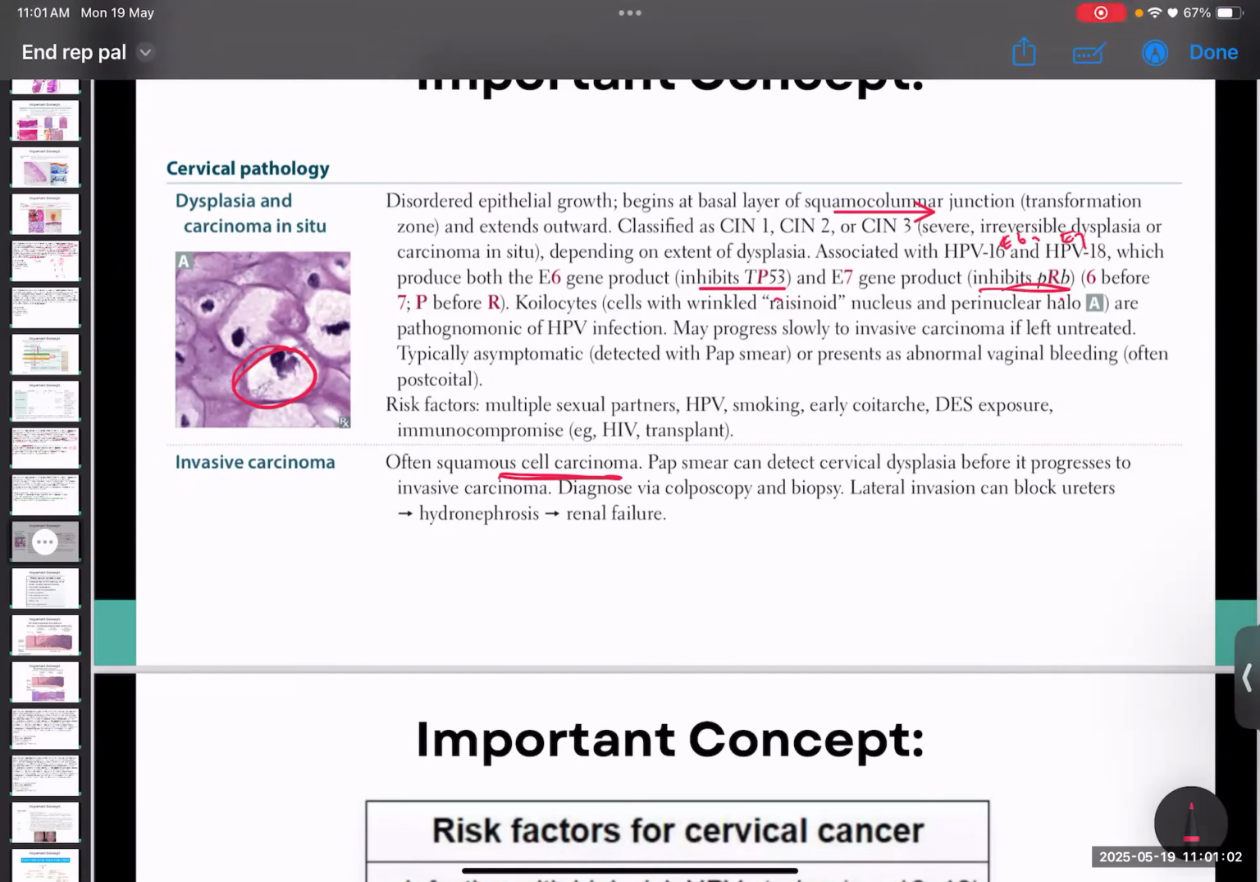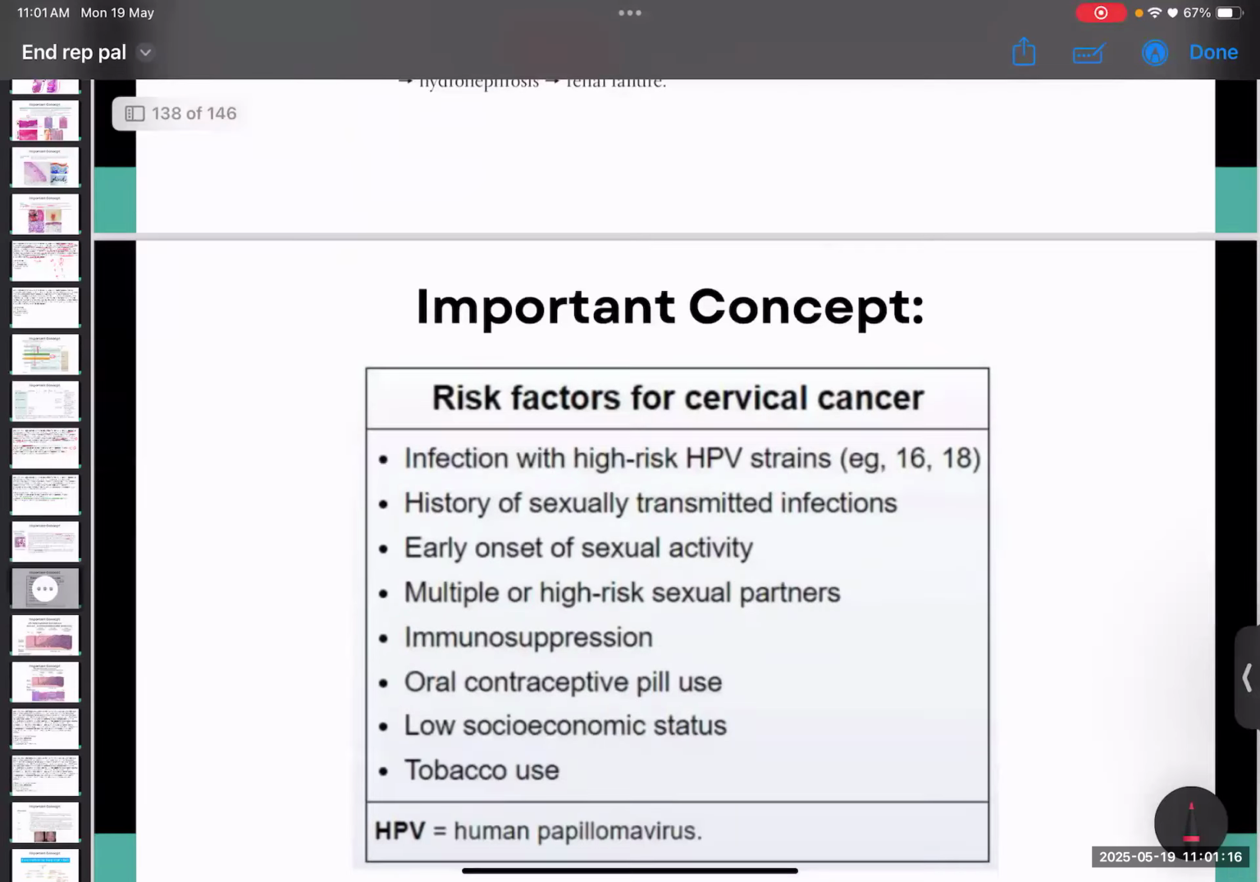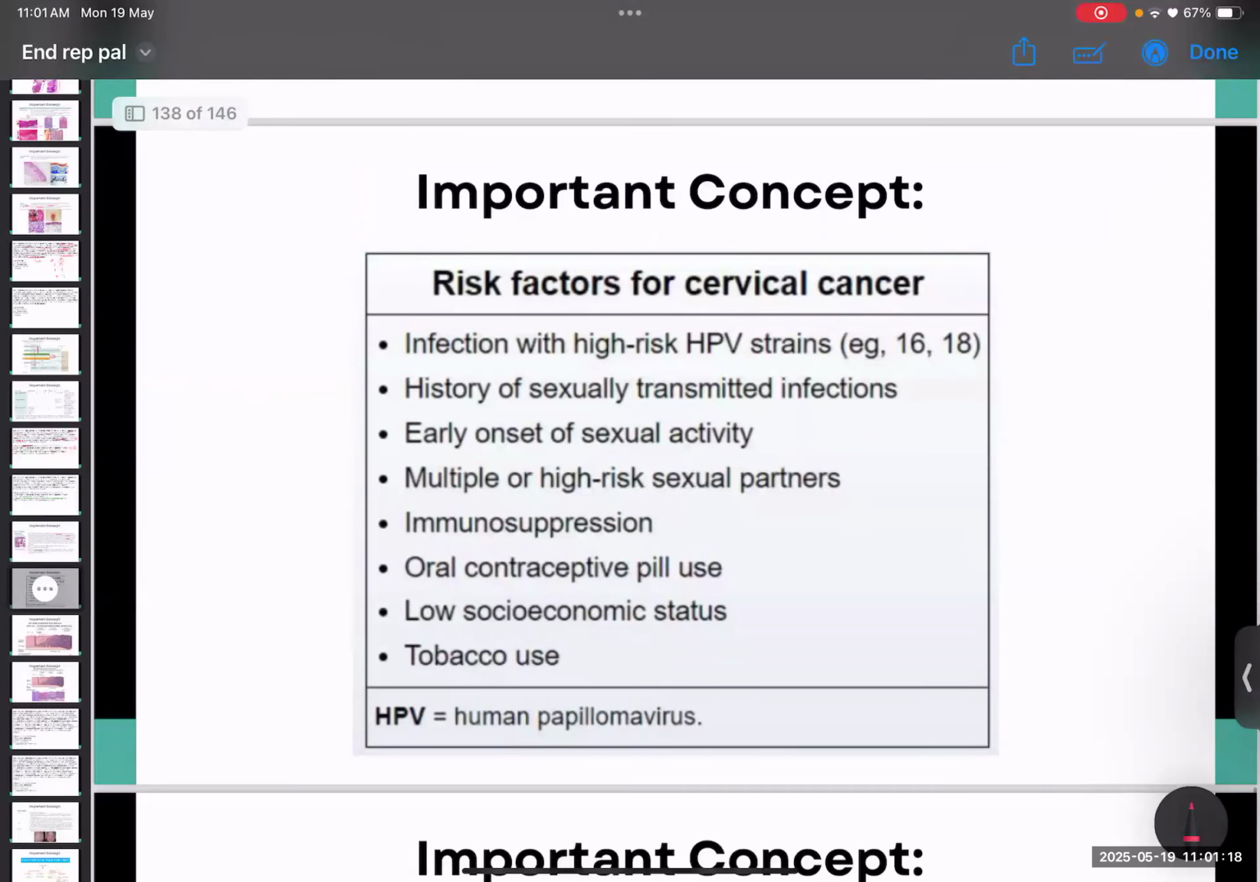And this can be detected using pap smear with biopsy, so colposcopy and biopsy. Sometimes this can lead to renal failure in the sense that it can block the ureters and lead to hydronephrosis. So yeah, important concepts would be to remember the risk factors. It's kind of tilted. Sorry.